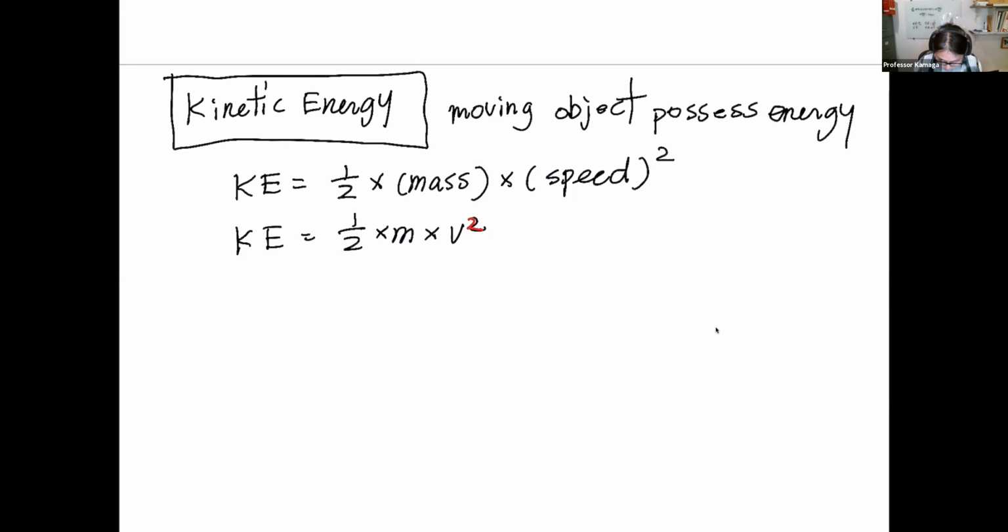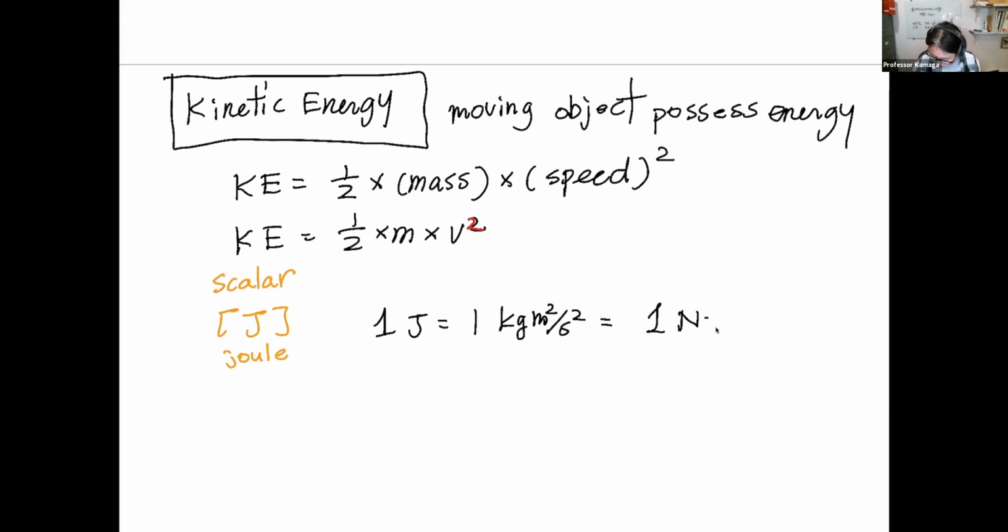Kinetic energy is also the same as gravitational potential energy, elastic potential energy, and work. It's a scalar, and we use the joule to measure it. So here, 1 joule is 1 kilogram meter squared per second squared, and that's also the same thing as 1 newton times meter. They're all the same thing.